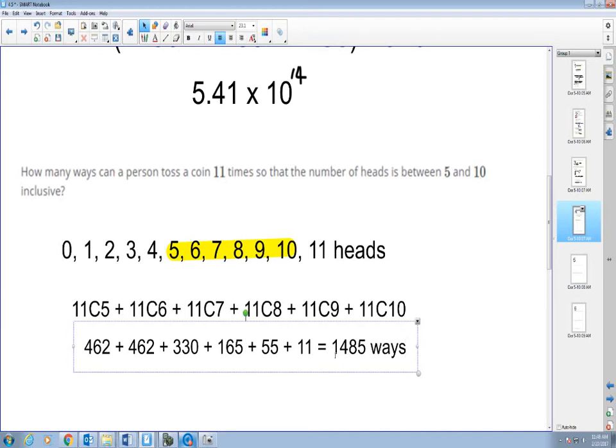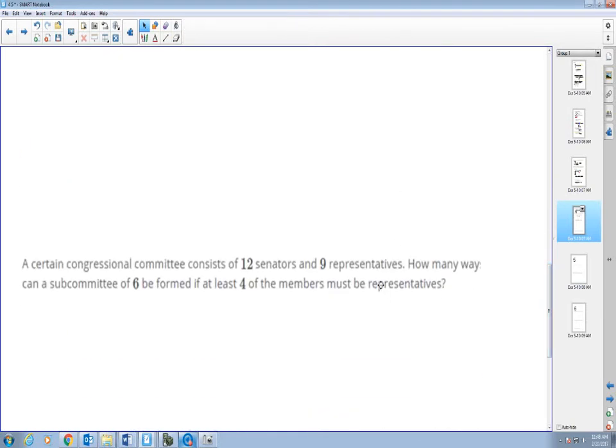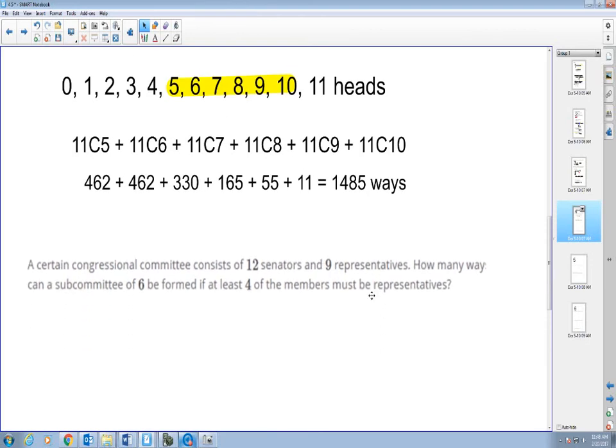Alright, let's do another type of problem. I don't think I introduced this one. Well, this is a lot like other combination problems we do. A certain congressional committee consists of 12 senators and 9 representatives. How many ways can such a subcommittee of 6 people be formed if at least 4 of the members have to be representatives? Or at least 4 have to be representatives of the 6.